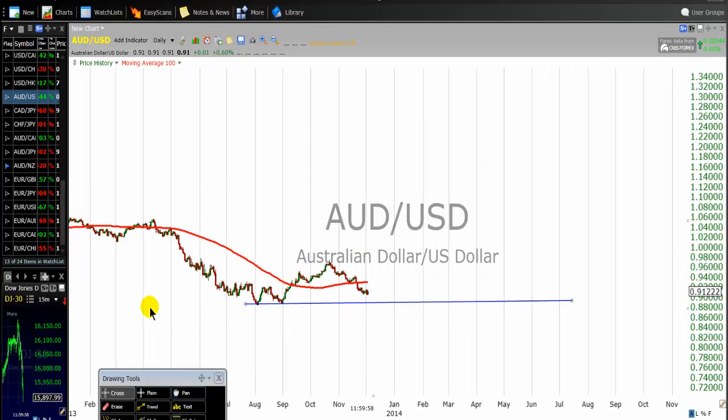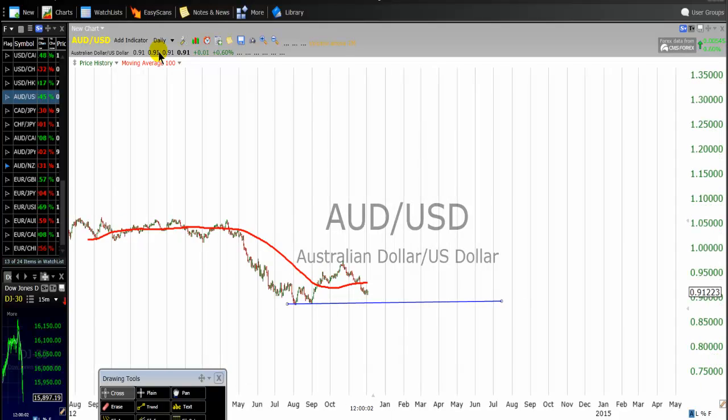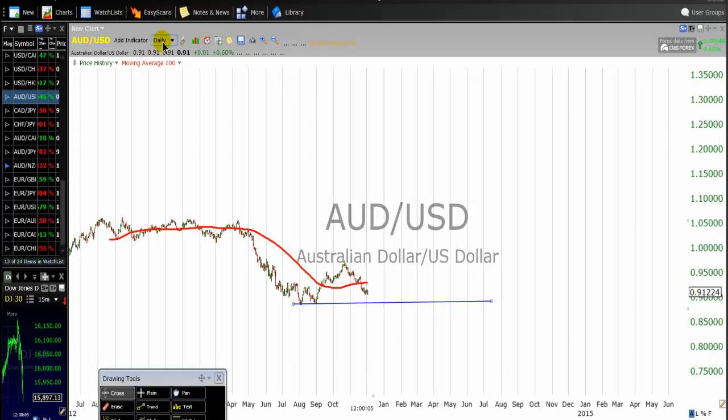We are on the daily chart for the Australian dollar, US dollar currency pair. This is valid for stocks, commodities, crude oil, ETFs, indices. Here we can see that the moving average 100 was going horizontal. It's signaling to us a consolidation phase. But you can see that the price is oscillating around the moving average 100 without violating it.